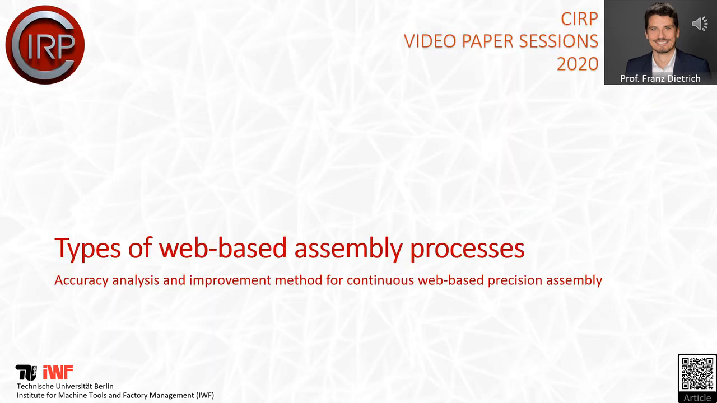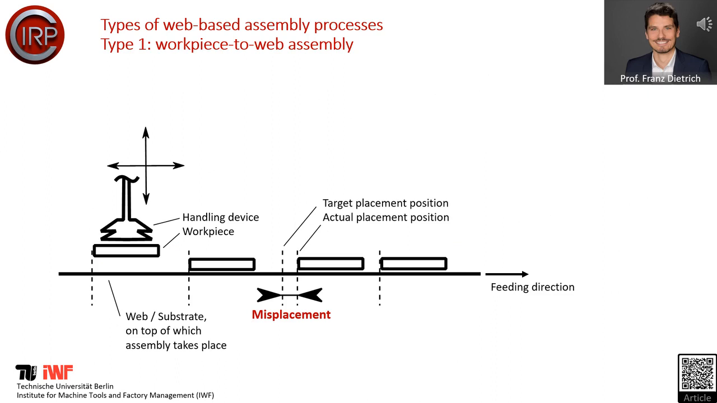The following section revolves around the types of assembly processes that can be found when a web-driven process is under investigation. The first type of web-based assembly that I'd like to denote is where a workpiece is assembled onto a web. In this kind of assembly process, each of these workpieces has their distinctive target location, and the main target is to place the workpiece as close as possible on top of this target location.